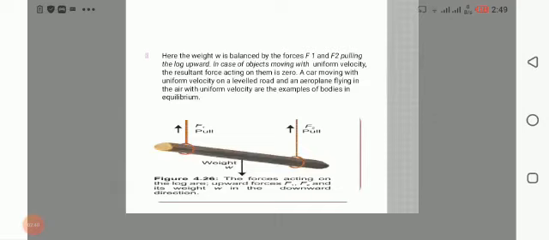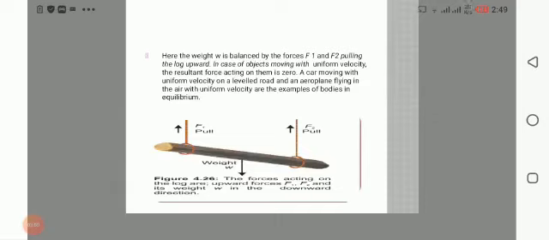In case of an object moving with uniform velocity, the resultant force acting on it is zero. A car moving with uniform velocity on a leveled road and an aeroplane flying in the air with uniform velocity are examples of bodies in equilibrium.